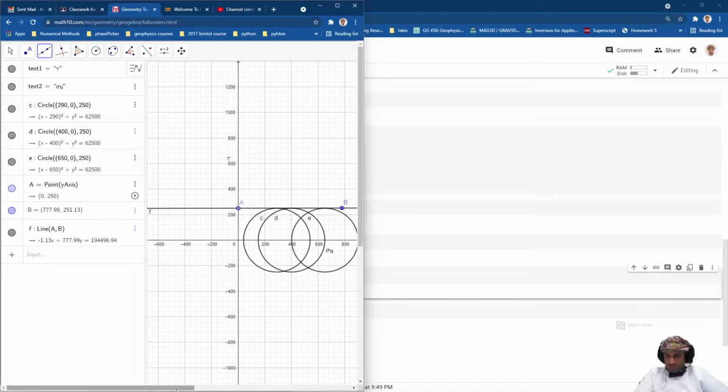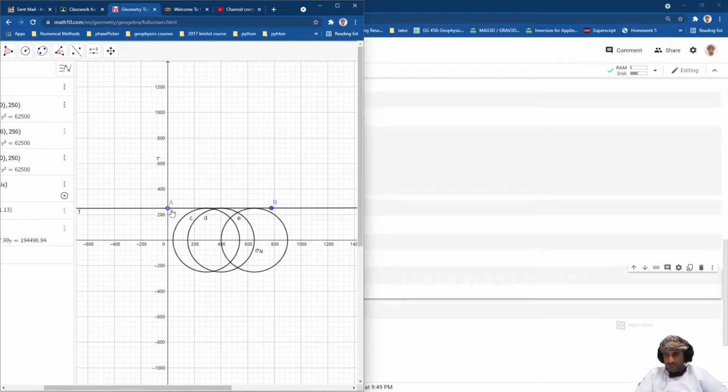So that's my envelope line. The thing you see above is the envelope line. That's what we call the envelope line.